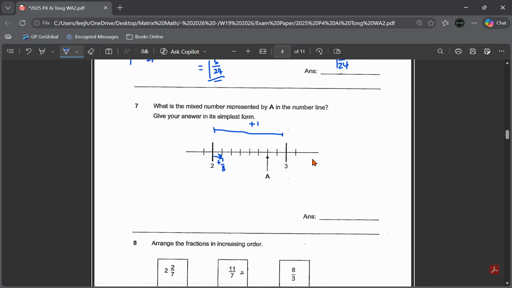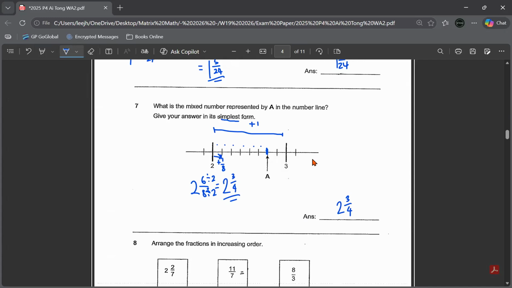So if you look at A, it is actually down here. So how many eighths? 1, 2, 3, 4, 5, 6. So this will be a fraction of 6 over 8. So over here is 2 wholes and the fraction 6 over 8. But this is not my final answer. I need the simplest form, which means I need to divide by 2. The numbers 6 and 8 can be divided by 2. So it'll be 2 wholes, 3 quarters. This is your answer.